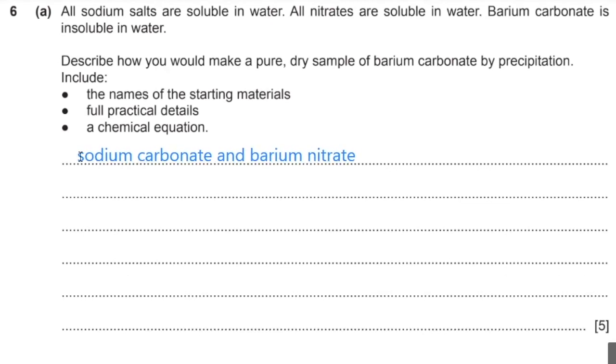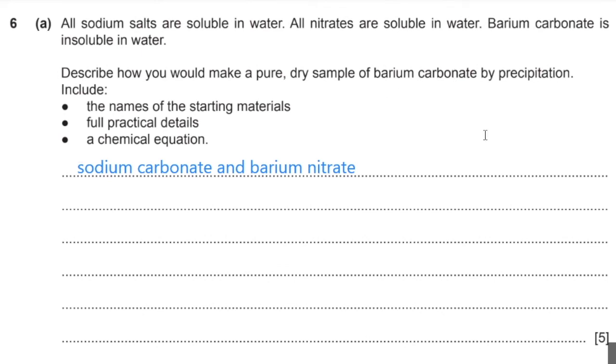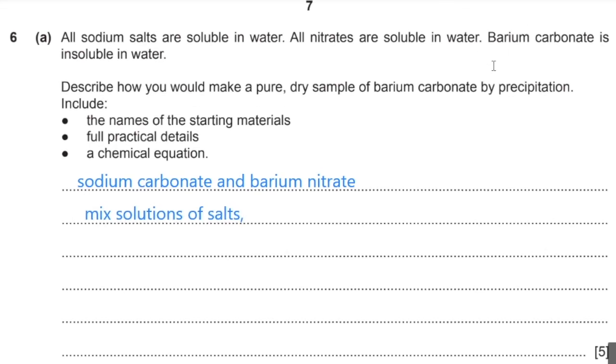Full practical details. Alright, so to form the precipitate, you first need to form solutions of the two salts and then mix them. And after you mix them, you'd get a precipitate of barium carbonate, which you then have to filter out from the solution mixture.